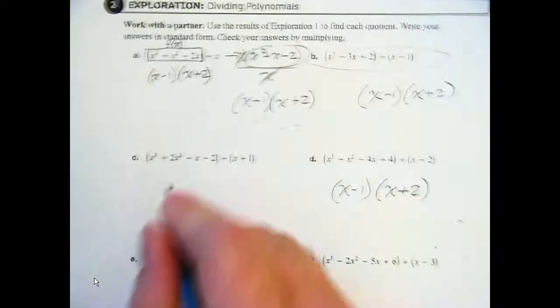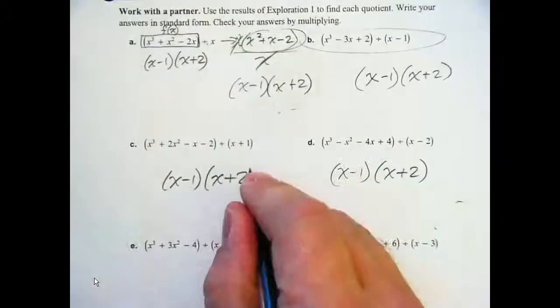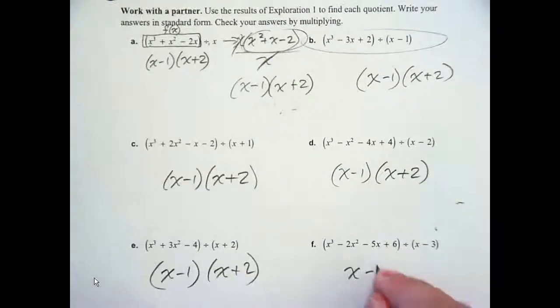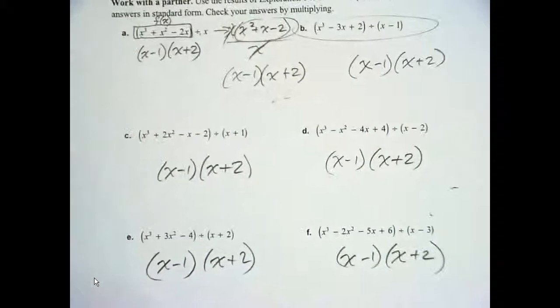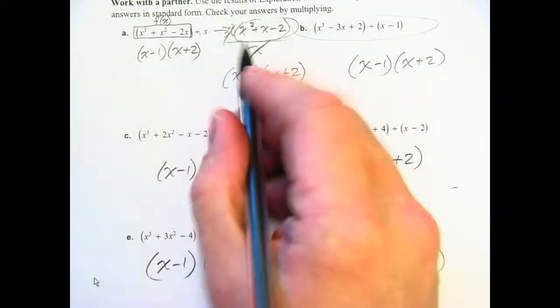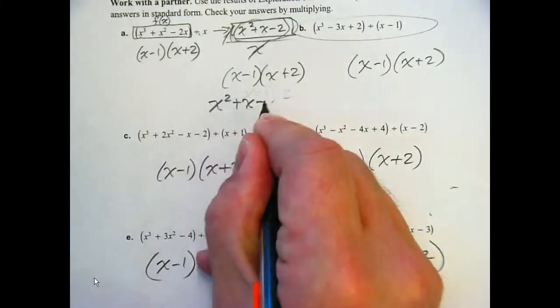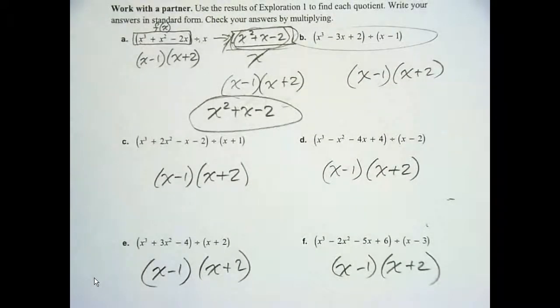I'm not doing that quite yet. I'm going to do it at the very end. Every single one of these gives me x minus 1 times x plus 2, meaning rather than me writing standard form out every time like I did factored form, I'm just going to write it out once. It's x squared plus x minus 2. That is each of those.